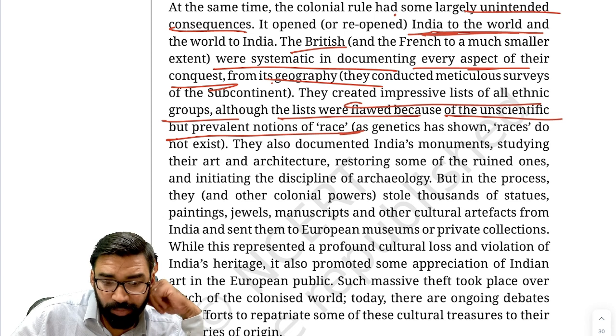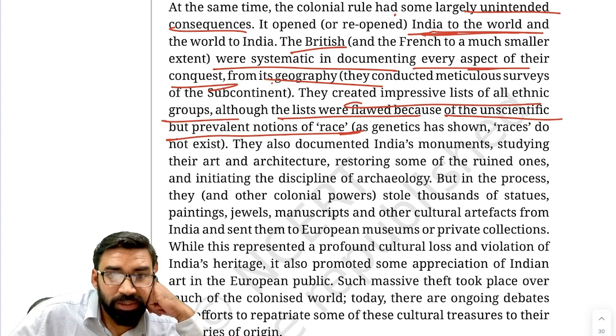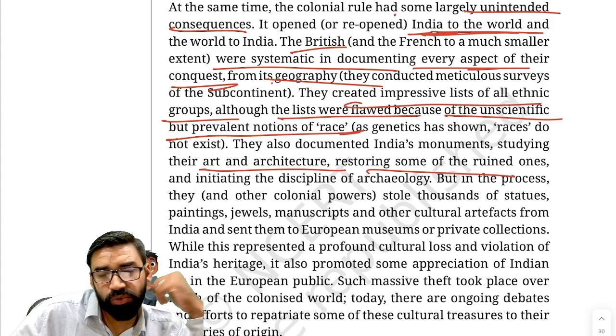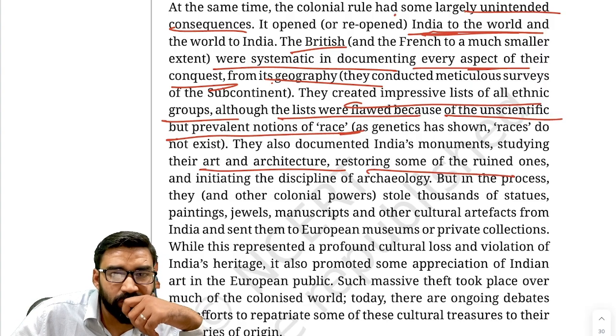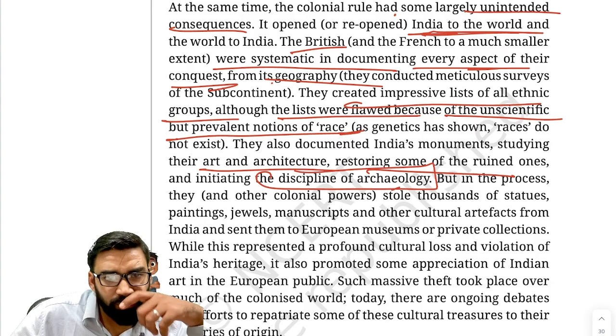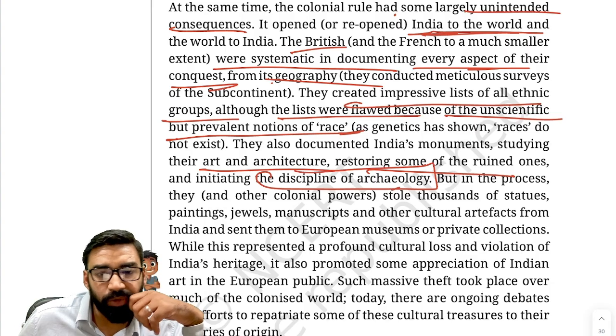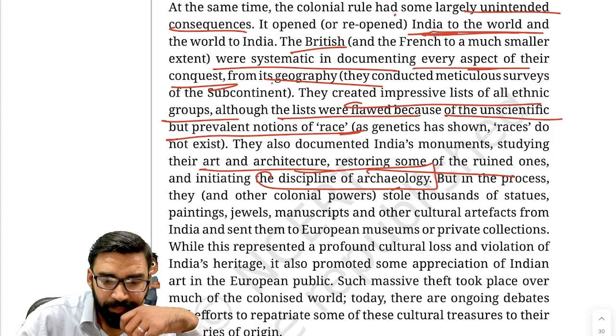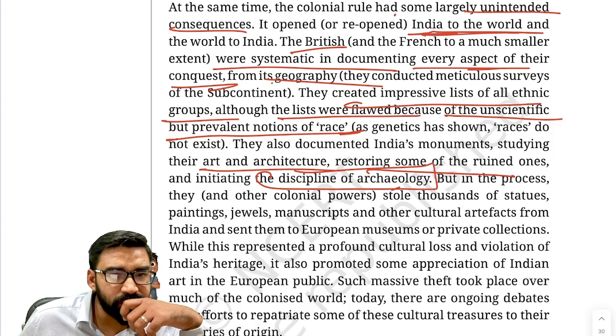Clear? They also documented India's monuments. They studied Indian art and architecture. They also restored some of the ruined architecture. They restored and repaired them, and they created the discipline of archaeology. Clear? So they restored some ruined monuments. Fine. So they started collecting all those things.